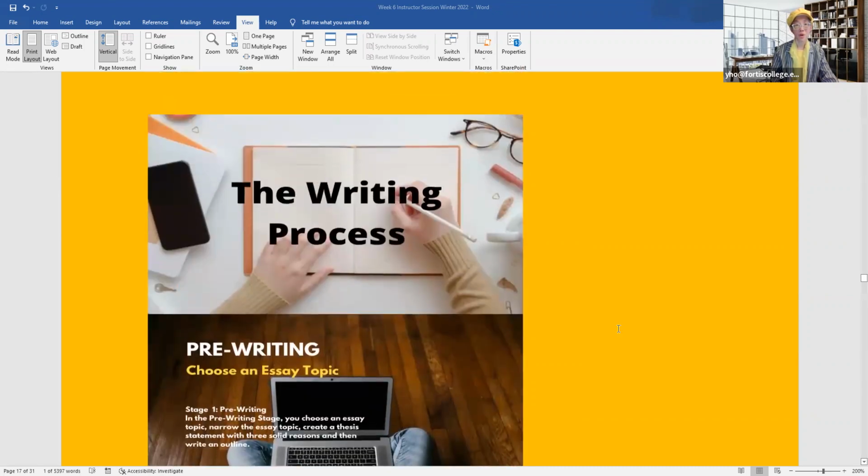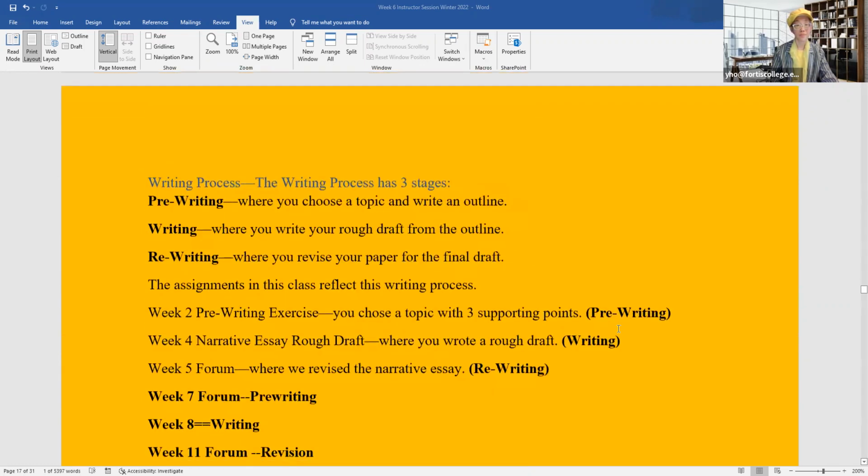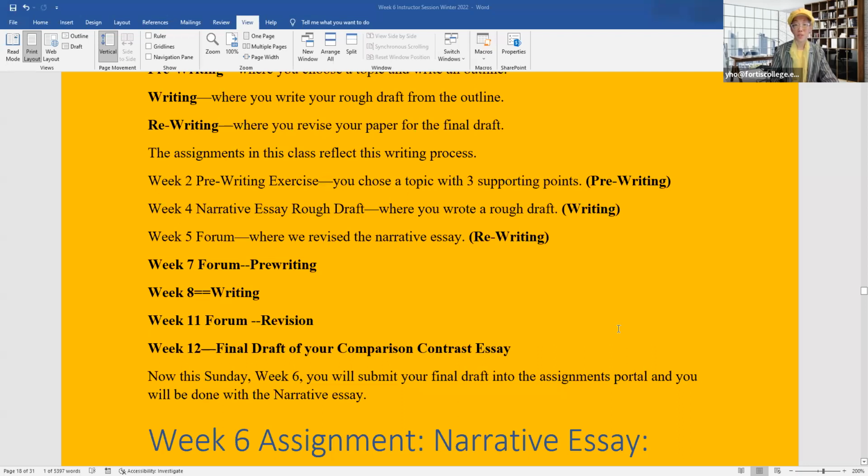And so your whole writing process is pre-writing, writing, and rewriting. In the first half of the class, pre-writing was in the week 2 assignment. Week 4 was when we did our essay rough draft. And then weeks 5 and 6, we did our rewriting and handed in our midterm.